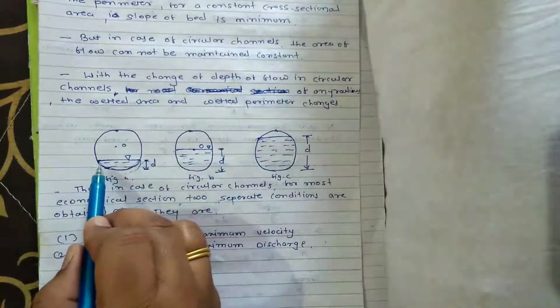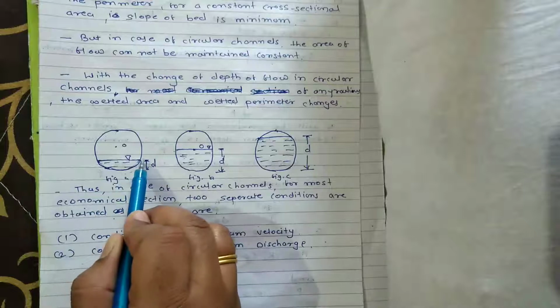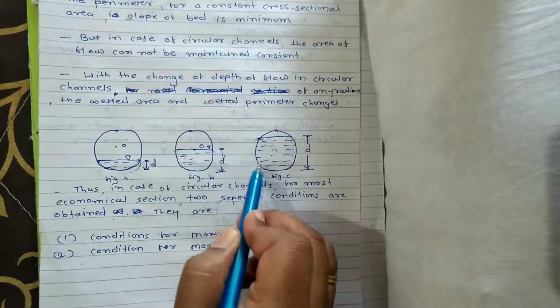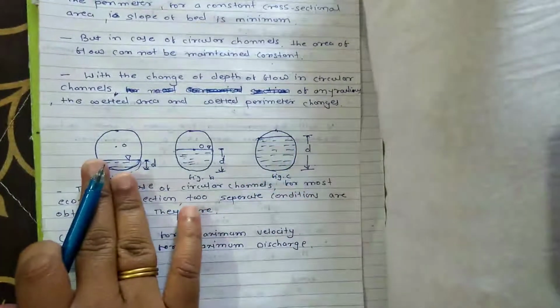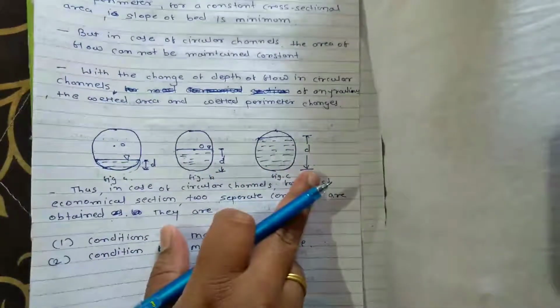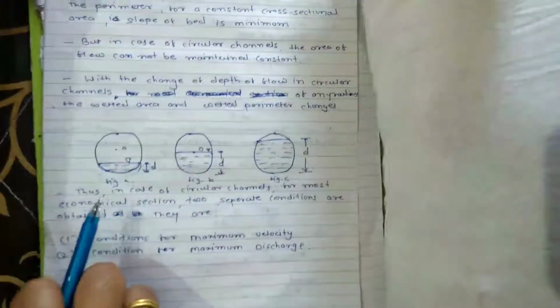And what about the wetted perimeter? The perimeter will also increase. This much is the wetted perimeter in figure A, this much in figure B, and this much in figure C. The wetted perimeter also changes as the depth of the flow changes.